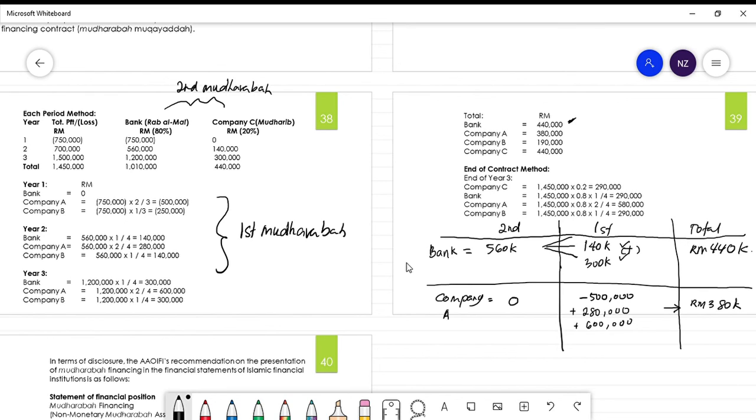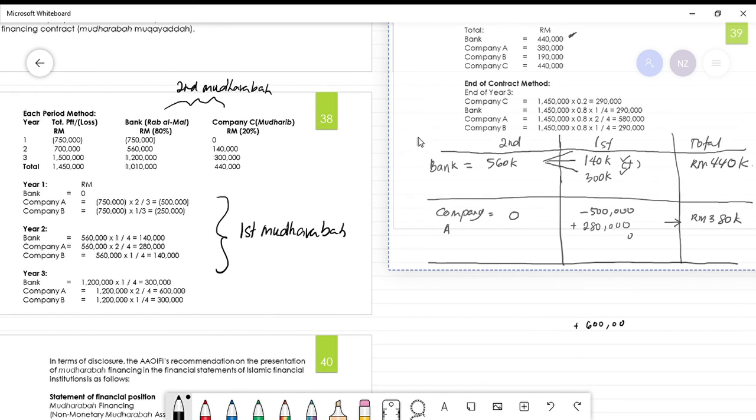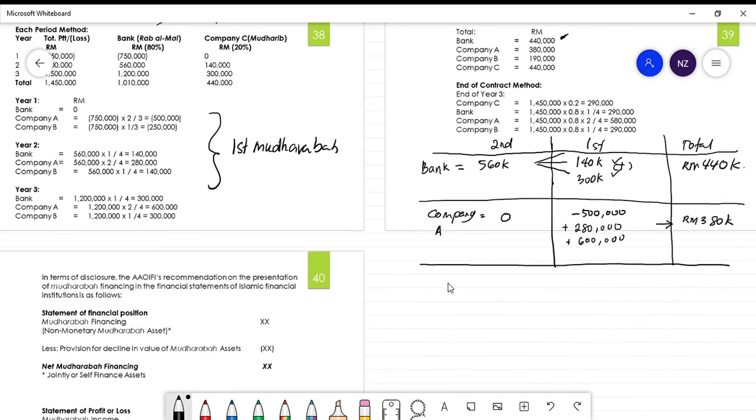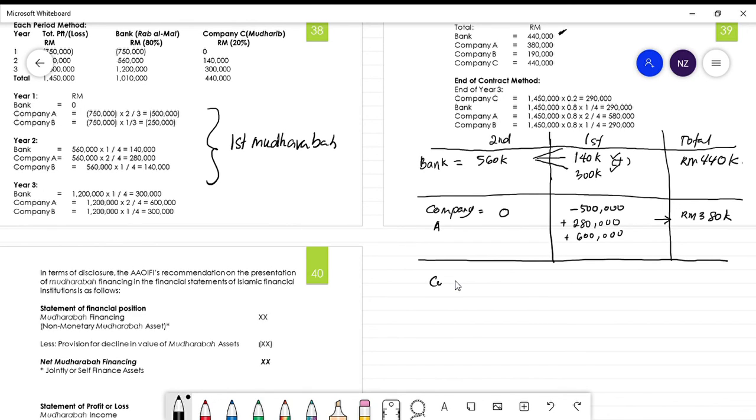Okay, that one is for company A dan okay, untuk company B pula. Untuk company B sama konsep dia, disebabkan company B ni tak ada related dengan the second mudharabah, so kita put 0. Untuk first mudharabah memang dia ada kena-mengena lah dan dia related. So awak tengoklah calculation awak on the first mudharabah tadi. For the first year, company B dapat losses of negative 250. So awak buatlah negative 250.